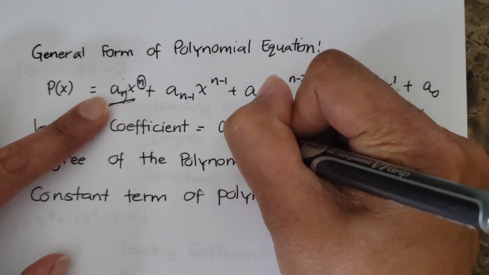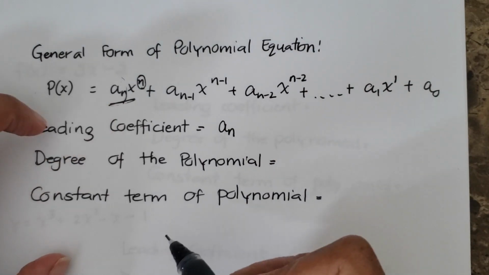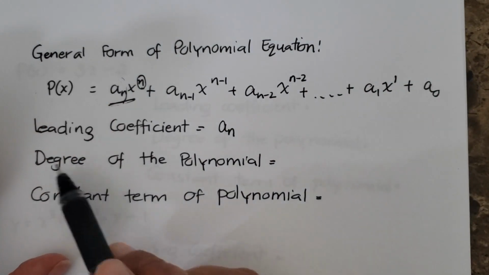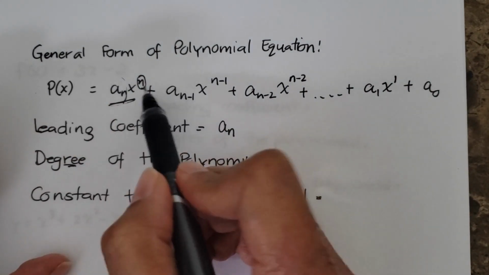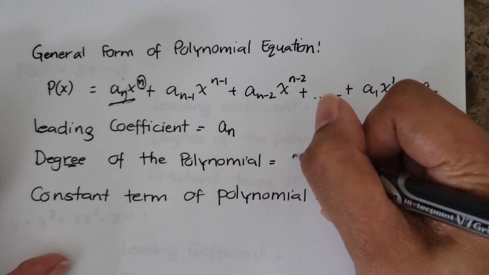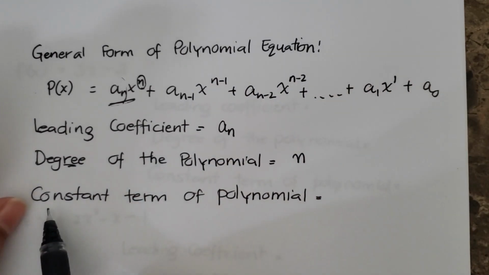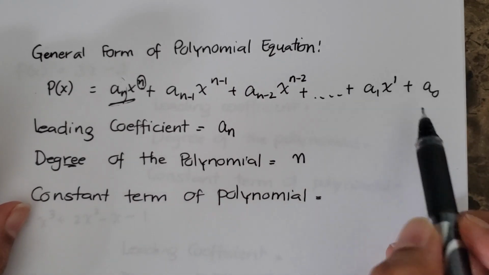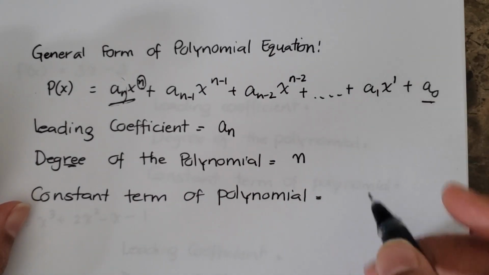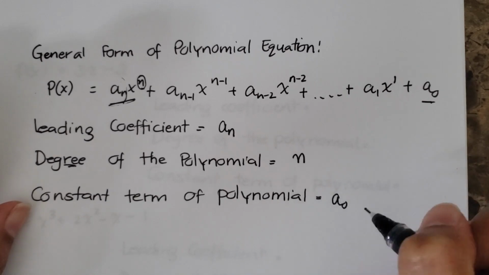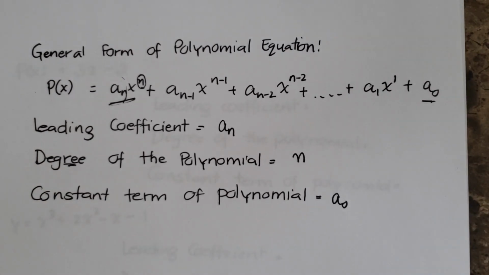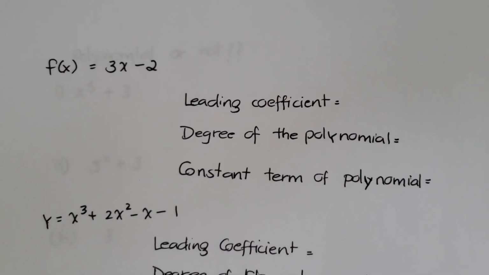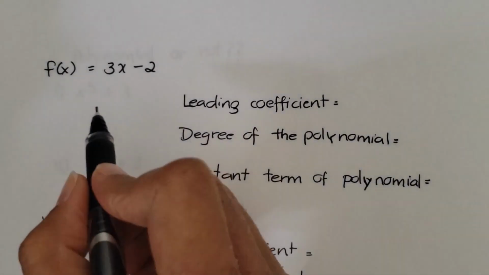So the leading coefficient, as the name states, is the one that leads. In this case, that will be a_n. Degree, as you can state, is what x is raised to the power of. In this case, that is n. So in order to find the constant term, you just have to remember the constant term is the term that doesn't change no matter what the value of x is. In this case, that will be a_0. We'll learn more once we do more examples.